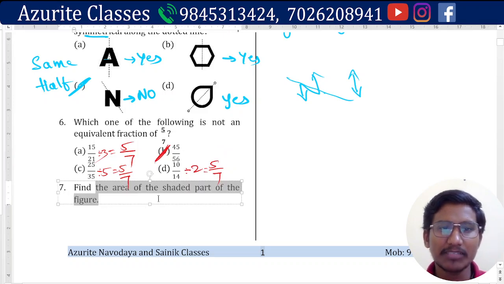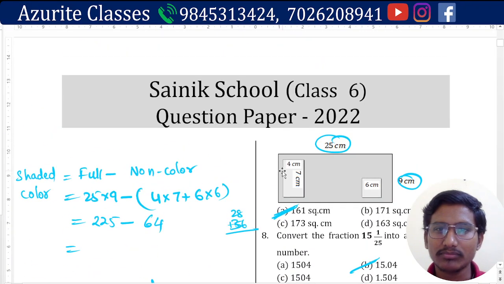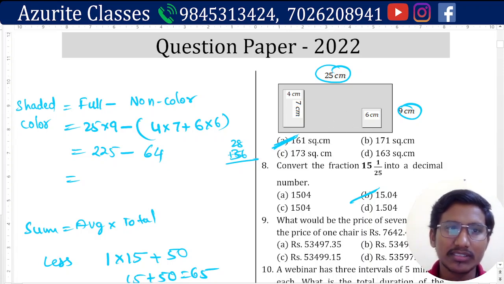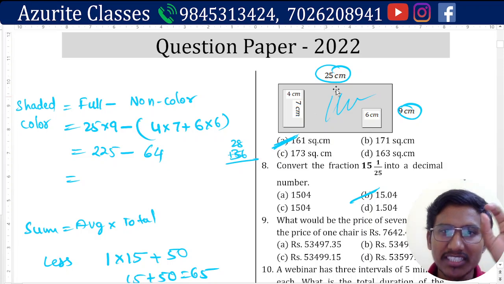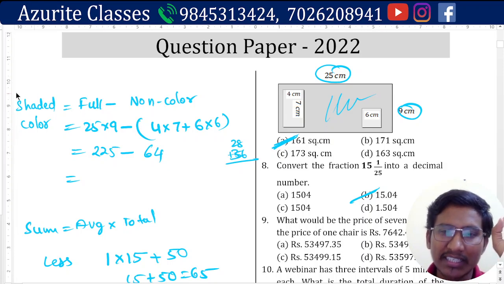Find the area of the shaded part in the figure. So the figure is here. Here the shaded part is the colored part. So this colored part we have to find. If you want to find the colored part, this is full, and from the full you minus this one and this one, and you will get the answer. From the full we have to minus the non-colored parts, this one and this one.